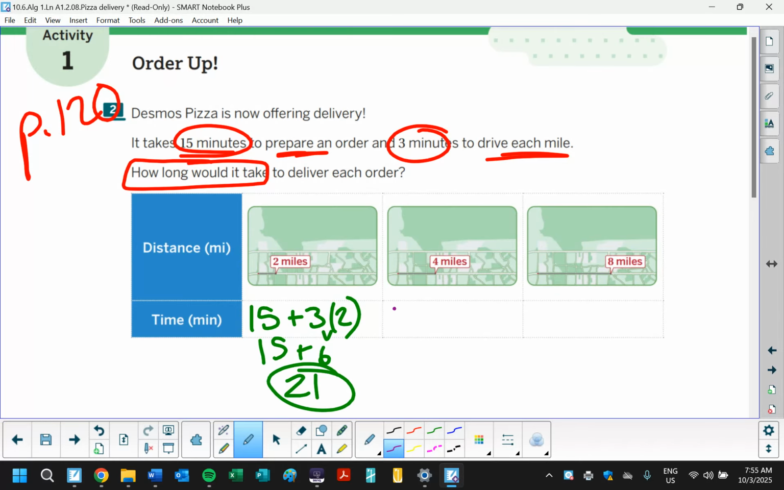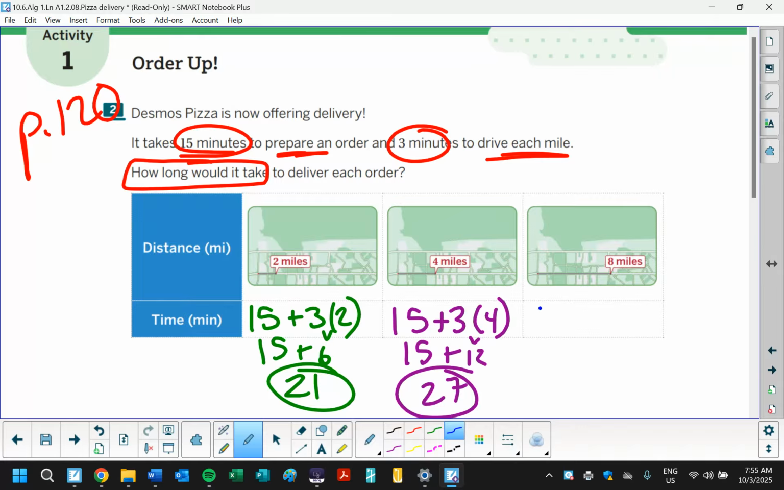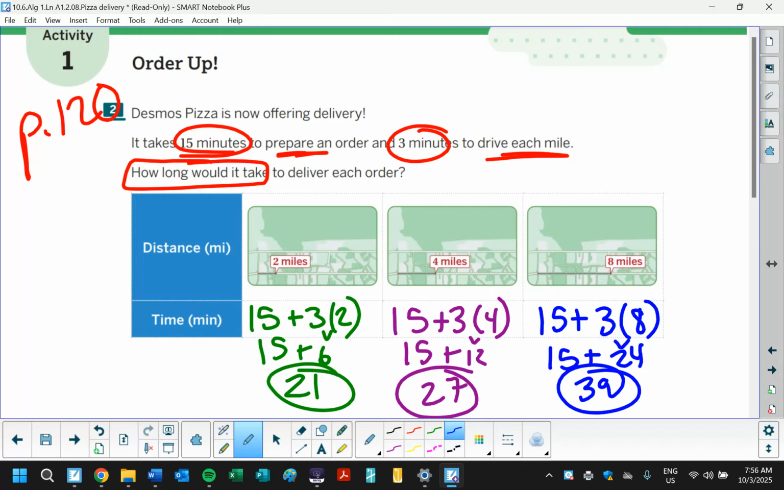Let me do the next one. Still having 15, still having several threes. In fact, it's not just an unknown number of 3-minute miles. We have 4 minutes for each of those 3 miles. So 15 plus 12 is going to be 27 minutes to make that delivery. And last but not least, you can follow along with the pattern. Each of those 8 miles is going to be 3 minutes. That's 24 minutes of driving. Don't forget the initial amount of time for a final total of 39 minutes.